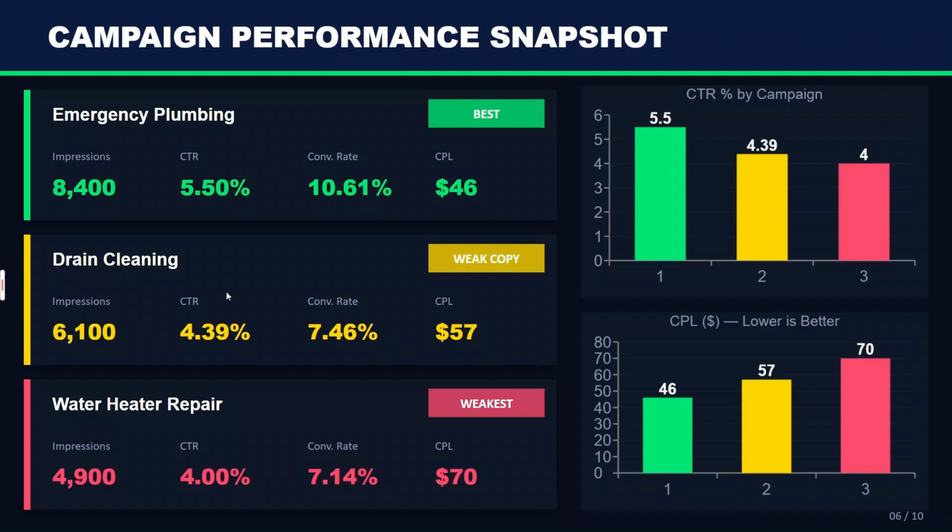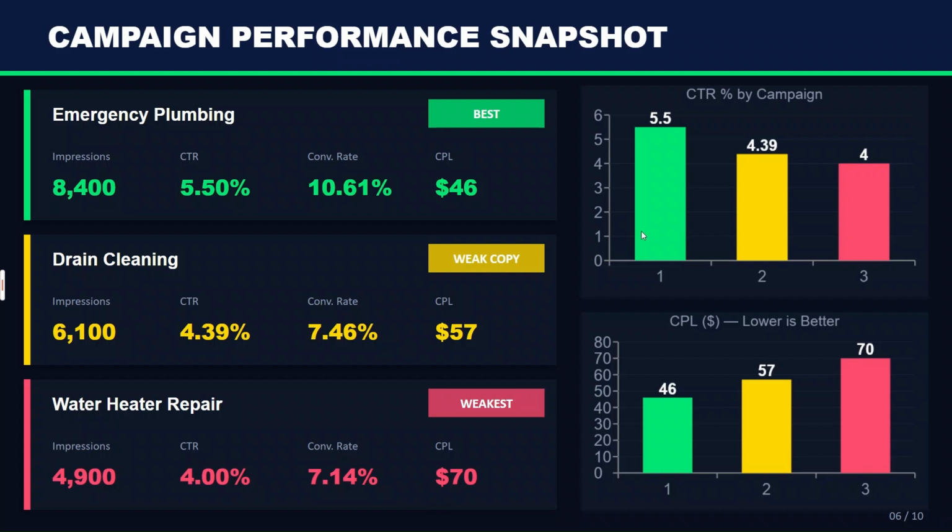And number two is drain cleaning: 6,100 impressions, 4.39% CTR click-through rate, and the conversion rate dropped to 7.46%. And cost per lead went up to $57. Okay, so the label says weak copy, so this one needs attention. The last one is water heater repair. In here, 4,900 impressions, 4% click-through rate, 7.14% conversion rate, and the cost per lead is $70. So look at the CTR chart in here.